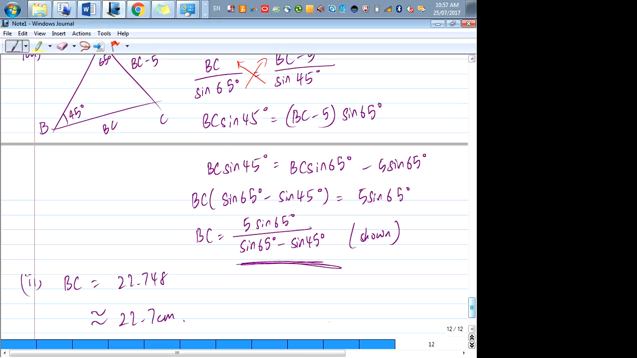Yes? Oh, I skipped a step. From here to here, right? I skipped a step, you will be able to figure it out yourself. Okay, can I move on already? Who still needs more time? Okay, last question.